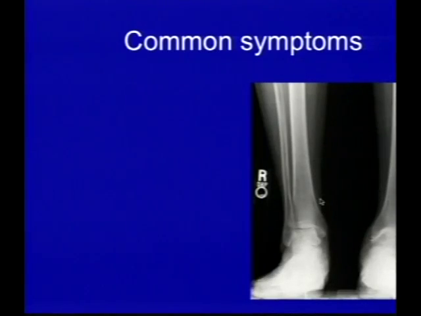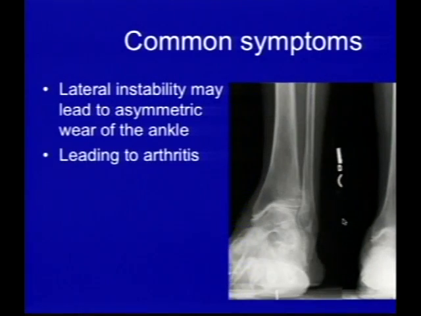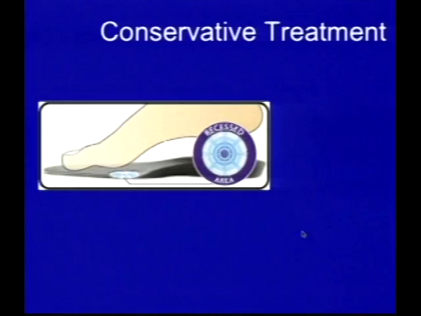And so, after long-standing problems with this, you can also have arthritis, okay? And this is the normal side. See how that's smooth? And this is just abnormal, okay? And so obviously that's what we're trying to prevent, this kind of end-stage problem, okay?